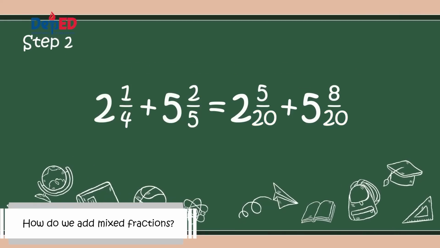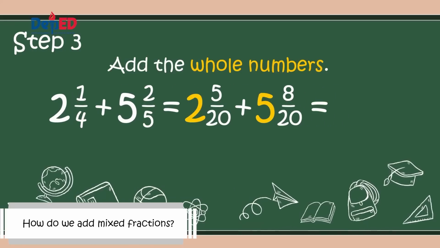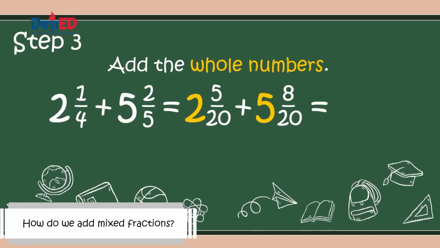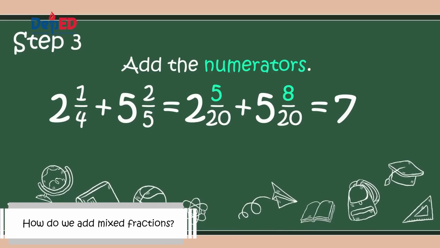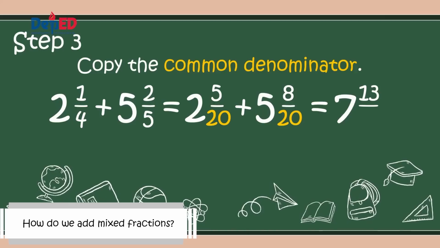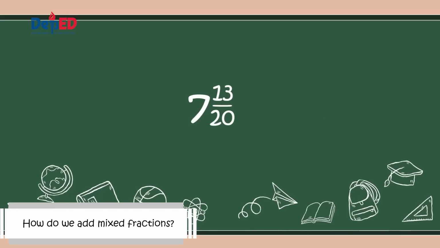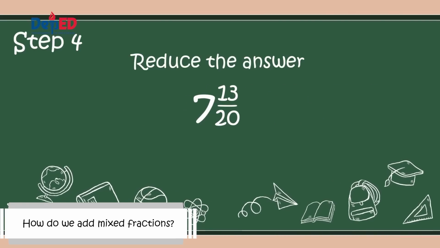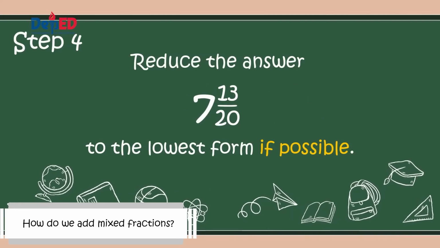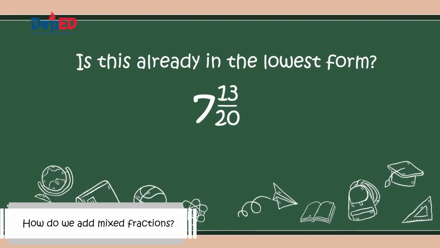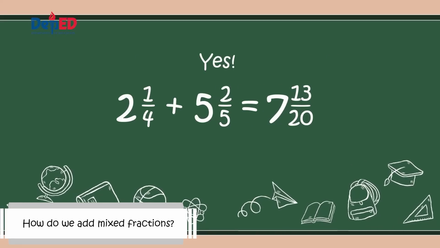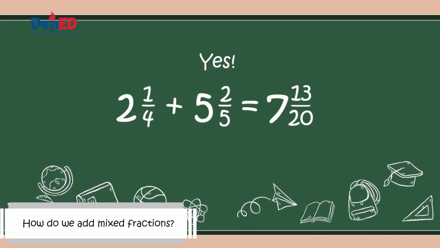Step 3. Since we are adding mixed numbers, add first the whole numbers. 2 plus 5 equals 7. Then, add the numerators. 5 plus 8 equals 13. And copy the common denominator, 20. We have 7 and 13/20. Step 4. Reduce the answer to lowest term if possible. Is 7 and 13/20 already in lowest term? Yes, 2 and 1/4 plus 5 and 2/5 equals 7 and 13/20.